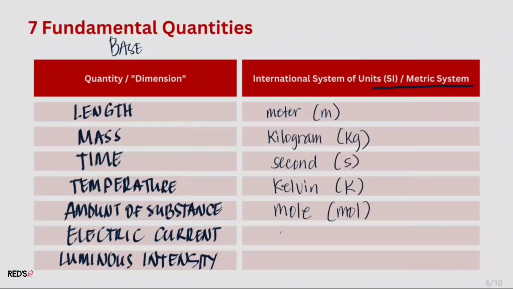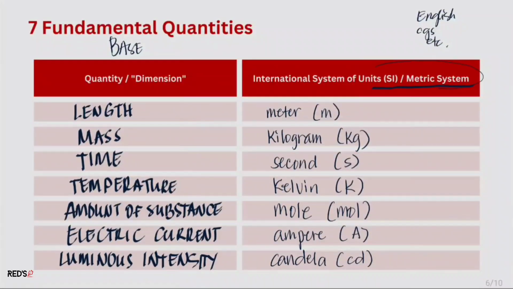For the electric current, we have ampere, which is symbolized by the capital letter A. And lastly, we have candela for the luminous intensity or the intensity of light. Candela is represented by cd in small letters. So these are your fundamental quantities, and you will be seeing more of these in the future videos. And some other systems of units will be introduced to you. For example, the English units, the CGS, and so on. But for now, we will just focus on SI or metric system. So I hope you can memorize these ones because these are very important.